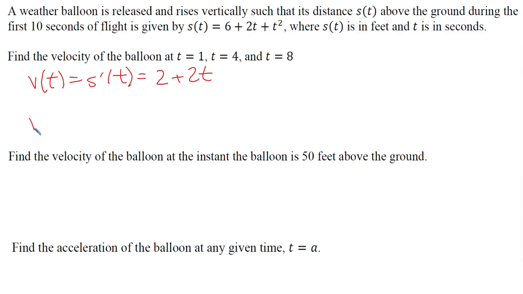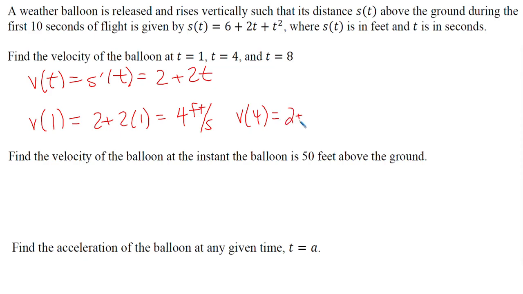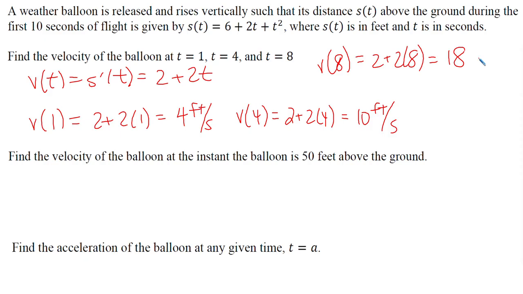So v of 1 will just be 2 plus 2 times 1, or 4 feet per second. V of 4 will just be 2 plus 2 times 4, which ought to be 10 feet per second. And v of 8 ought to be 2 plus 2 times 8, which will be 18 feet per second. Pretty straightforward there on the first one.